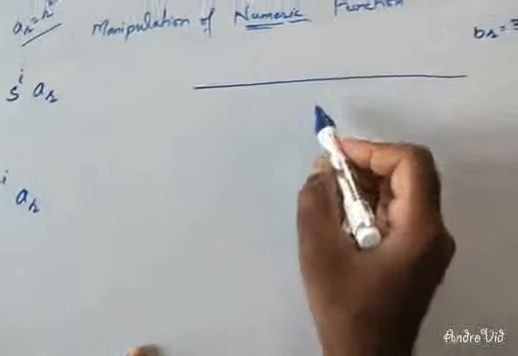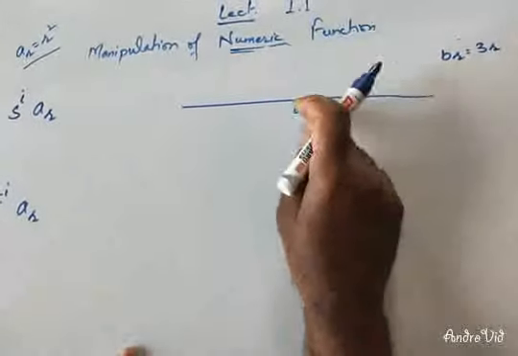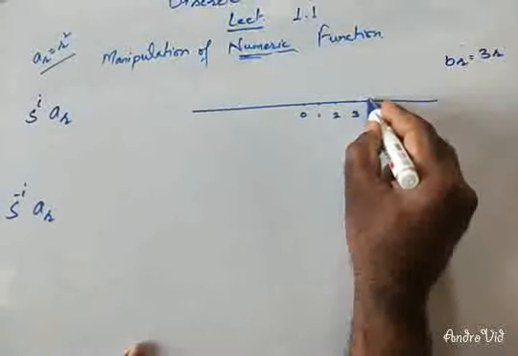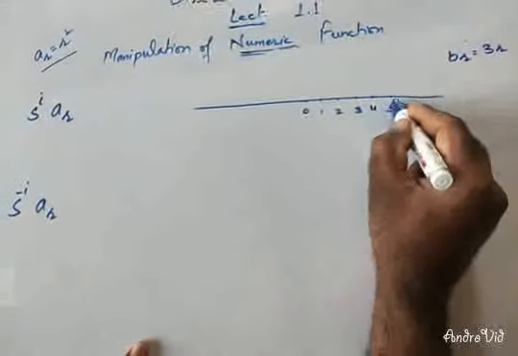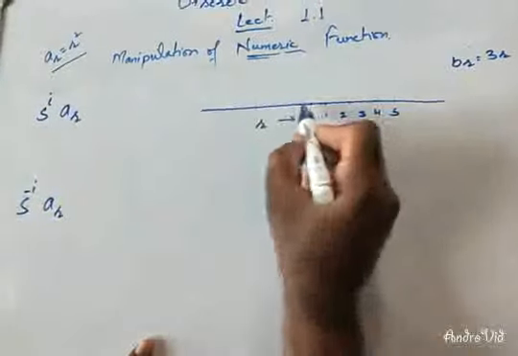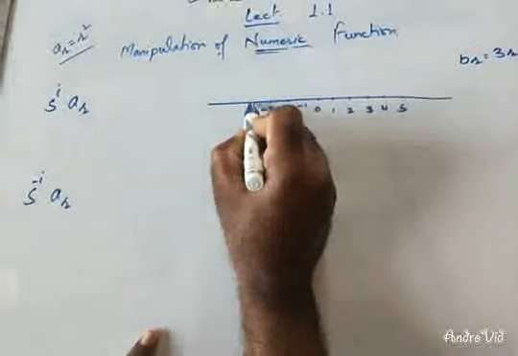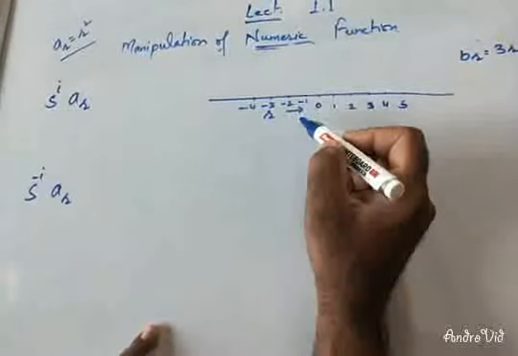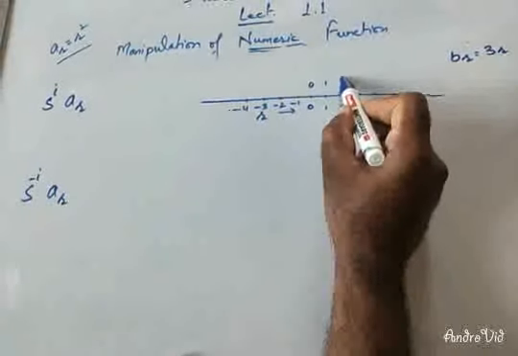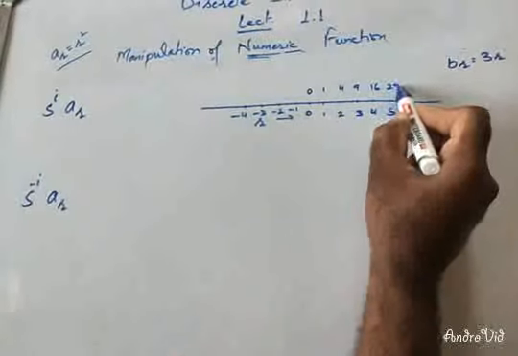the value chart will be, this is 0, 1, 2, 3, 4, 5 and so on. These are the values of R, and corresponding values of AR will be, at 0 the value will be 0, at 1 it is 1, at 2 4, at 3 it is 9, at 4 it is 16, and at 5 it is 25.